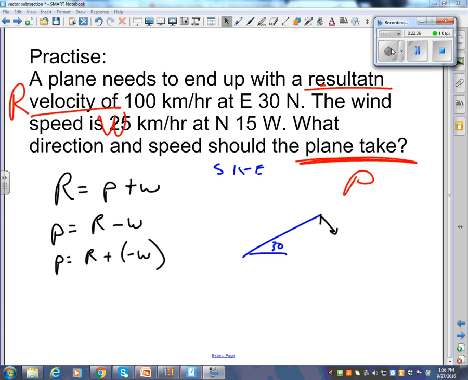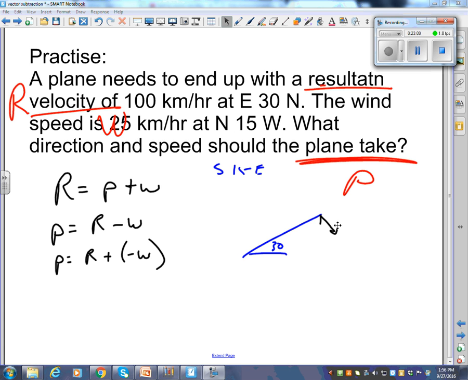Okay? Watch carefully. Just watch. A plane needs to end up with a resultant velocity of 100. So we know that's our R. The wind speed is 25. We know that's our W. What direction and speed should the plane take? I'm solving for P. P is equal to resultant minus wind. I'm going east 30 north. Then at the end of that, I'm flipping this north 15 west. I got to flip that and go south 15 east.